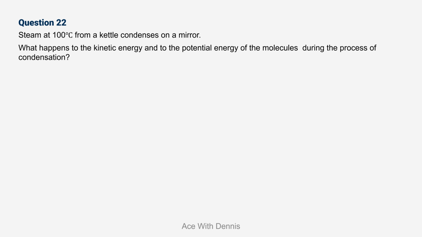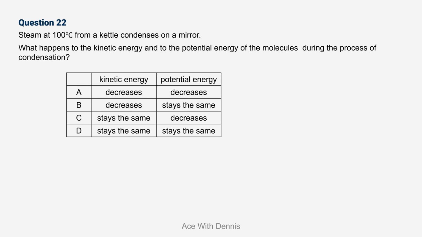Question 22. Steam at 100 degrees Celsius from a kettle condenses on a mirror. What happens to the kinetic energy and to the potential energy of the molecules during the process of condensation? So here are a few choices. What you have to do is identify whether the kinetic energy decreases or stays the same, and whether the potential energy decreases or stays the same.